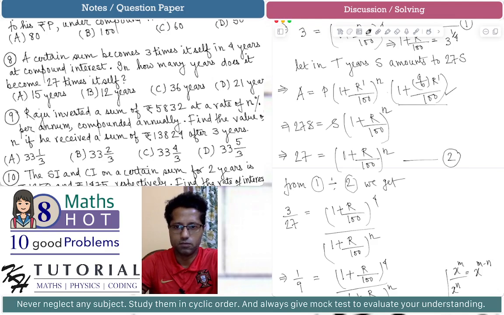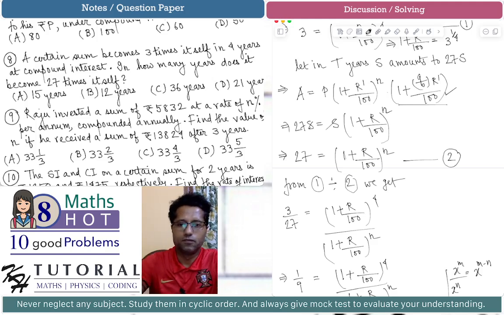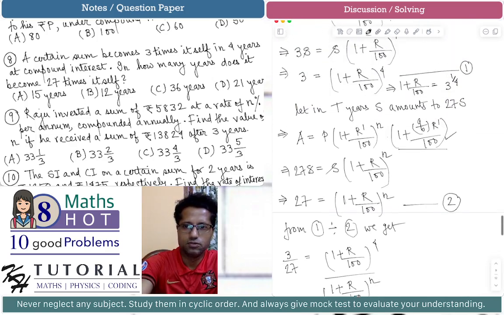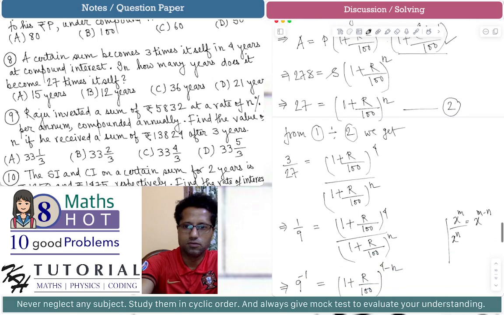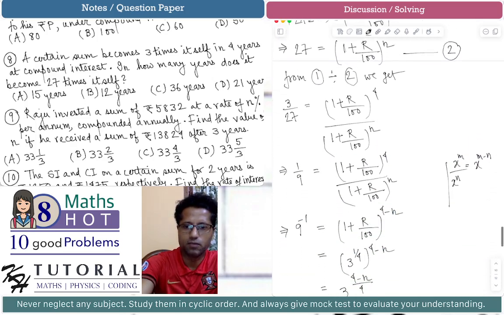So we have this formula, 27s equals s multiplied by 1 plus r by 100 to the power n, and we are using r. We have also assumed r to be the rate of interest. Even though the rate of interest is not given, we have just assumed it. So from there we solved, we got the equation 2, and using equation 1 and 2, we have solved n to be equal to 12.